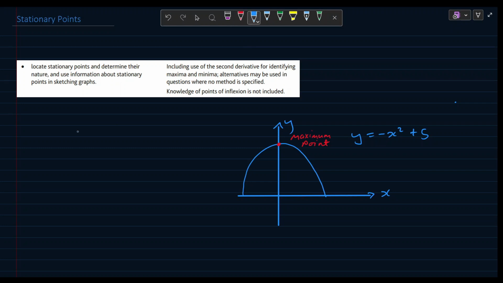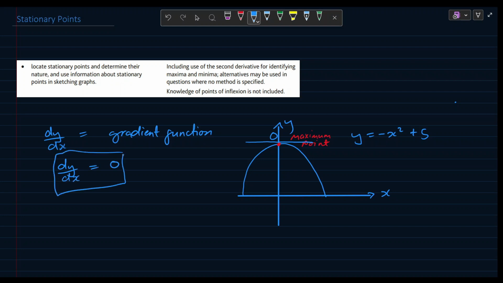So when you find the first derivative of a function, that's going to be dy dx. This here is known as the gradient function. Whatever you get here is what we call our gradient function, dy dx. So it generates the gradient at a particular point. So at a stationary point, for example at this point here, the gradient is going to be 0. So at any stationary point, whether maximum or minimum, dy dx is going to be equal to 0. Alright, and so this is the main idea we will use in finding stationary points.